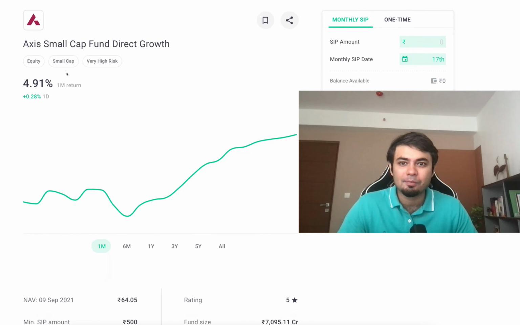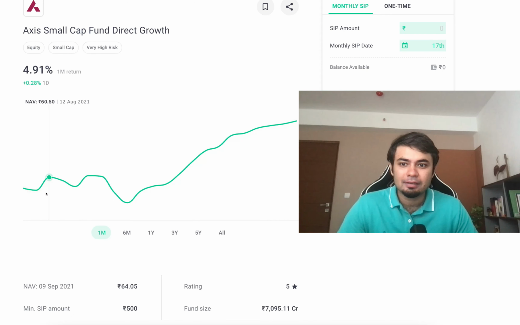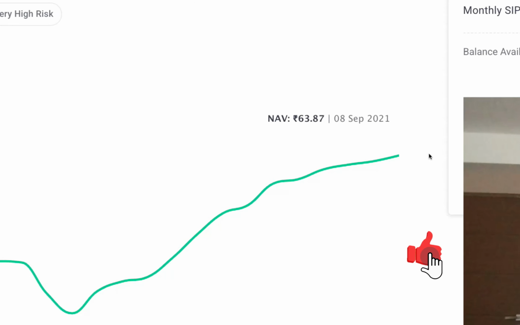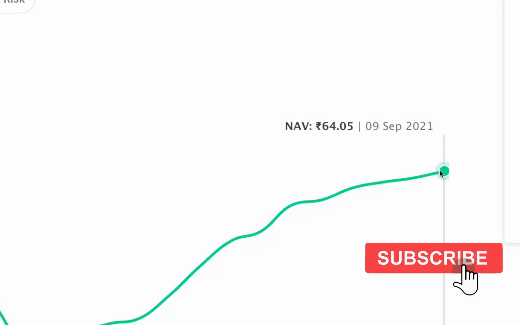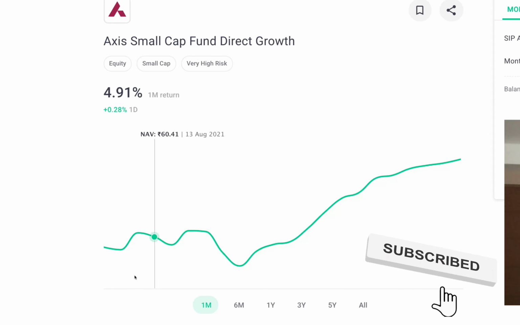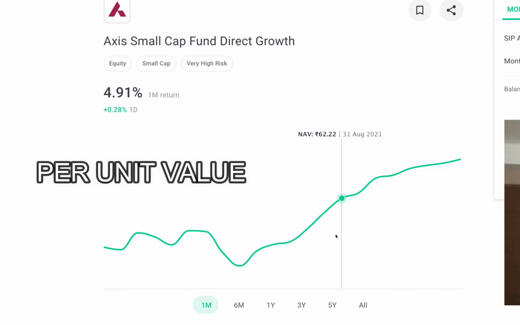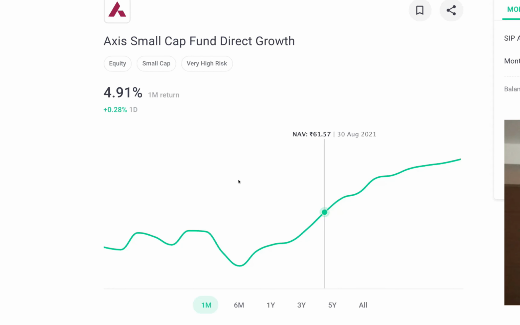So let me show you here. For example, if I want to see Axis Small Cap Fund, you will see the current NAV is 63 or something. Let me just push my cursor a little bit. So you can see the current NAV is 64.05, right? And previously, 1 month back, the NAV was 59.93. So it has gone up from 59.93 to 64.05, right? So this is the NAV. This is the per unit value of this particular mutual fund.